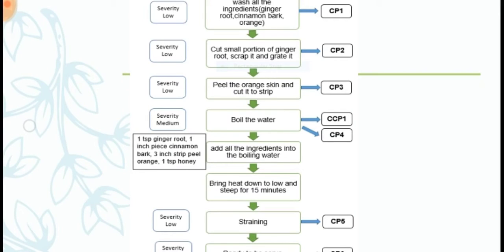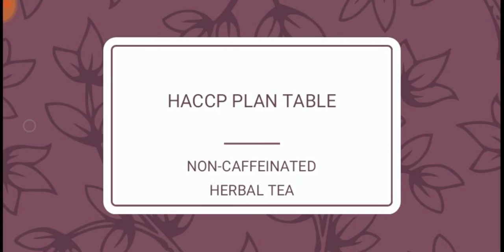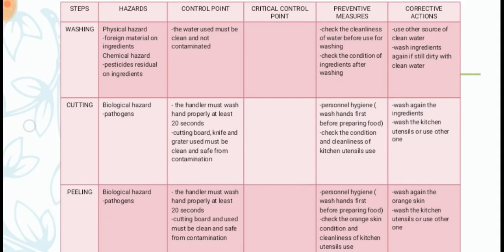Washing is CP1, cutting is CP2, peeling CP3, boiling is CCP1 and straining is CP5 and ready to be served is CP6. HACCP plan table. For washing, it has physical hazard and chemical hazard. For the CP, the water used must be clean.